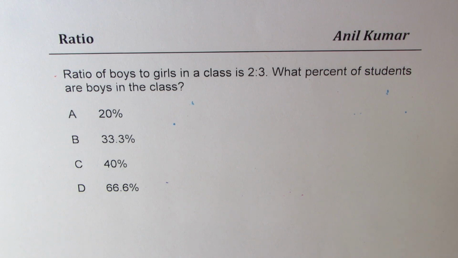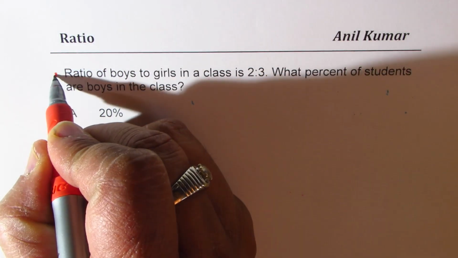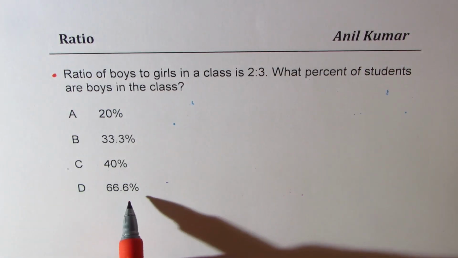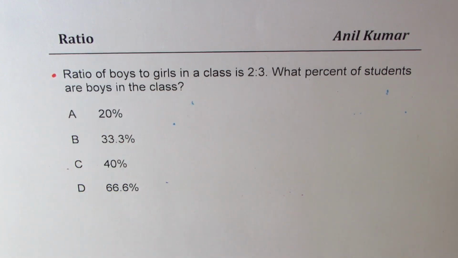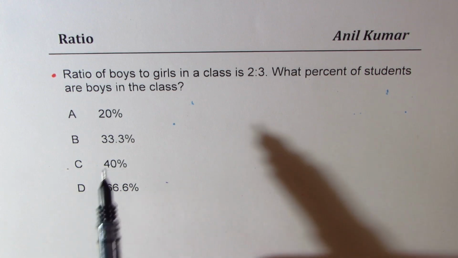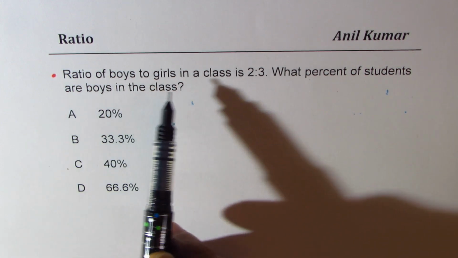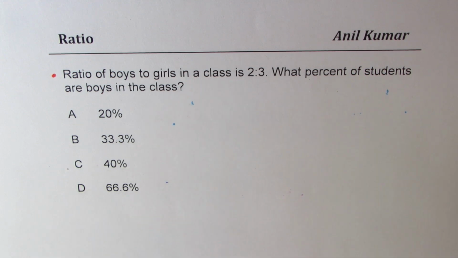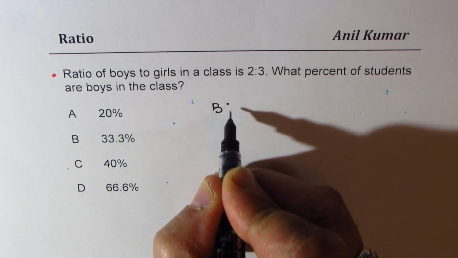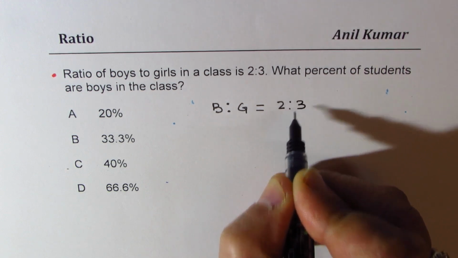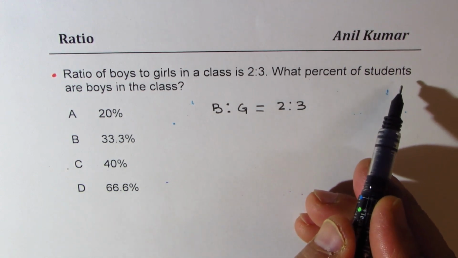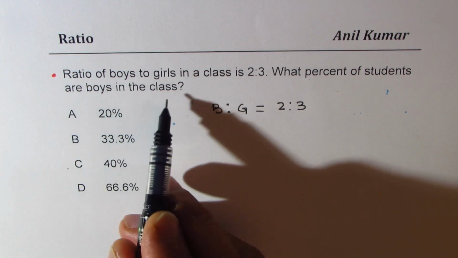The very first question which I have taken here, we have mixed ratios with percent. Now we saw how ratios and fractions work. Similarly, ratios also work with percent. Ratio of boys to girls in a class is 2:3. That means boys is to girls is equal to 2:3. What percent of students are boys in a class?